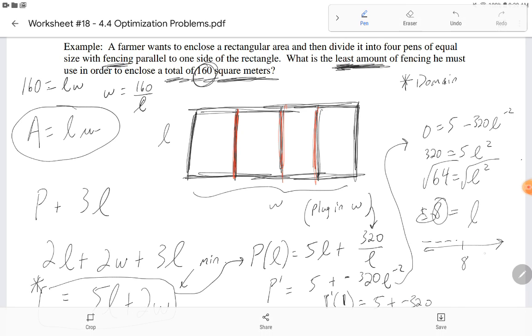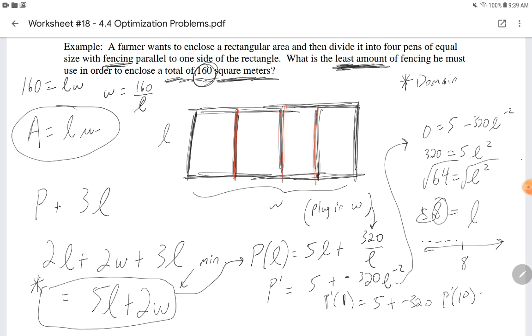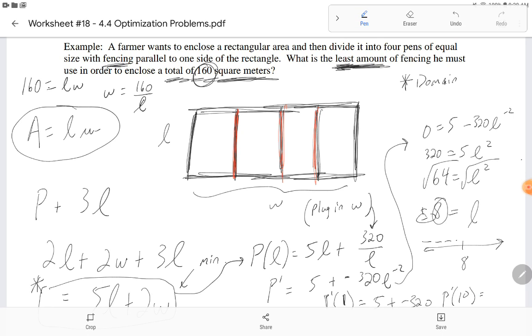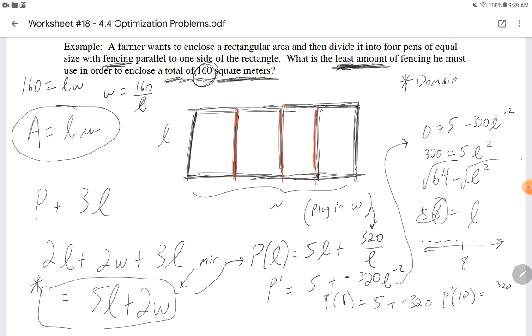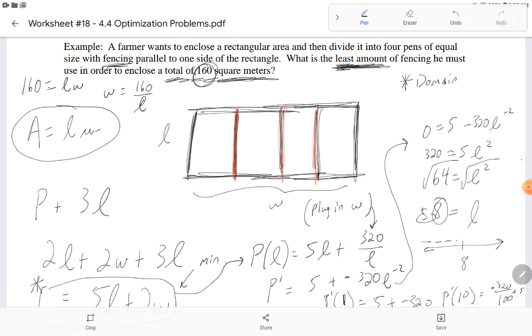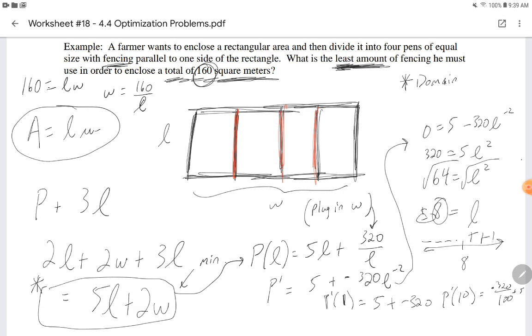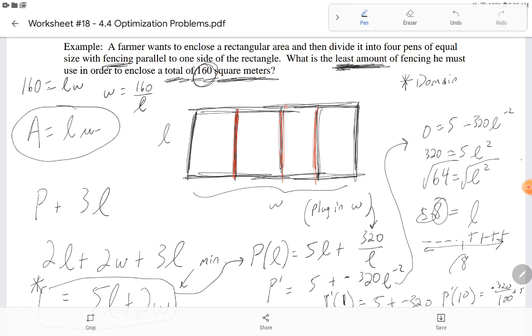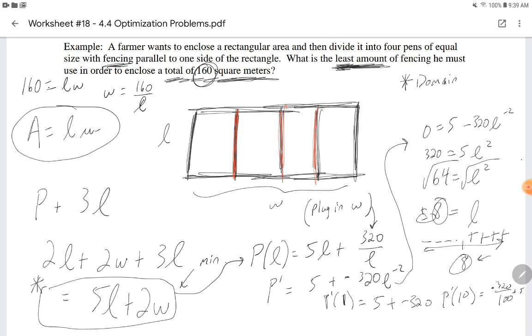And then if I plug in a number greater than 8, like 10, P prime of 10, I hope you get something positive, right? You get negative 320 over 100 plus 5. I'm sorry for running out of room here. And that is going to be actually positive. So yeah, this confirms it. The measurement of 8 meters is a minimum.